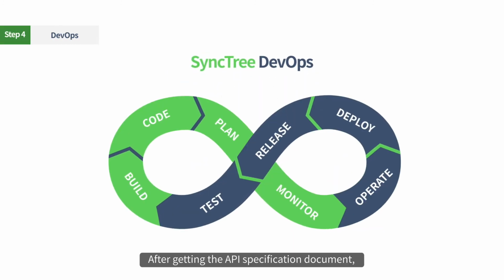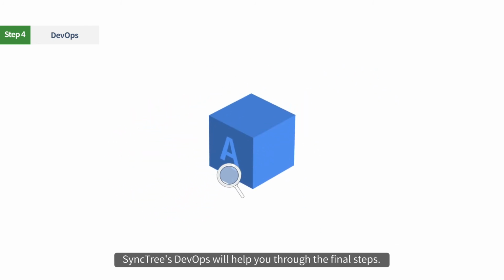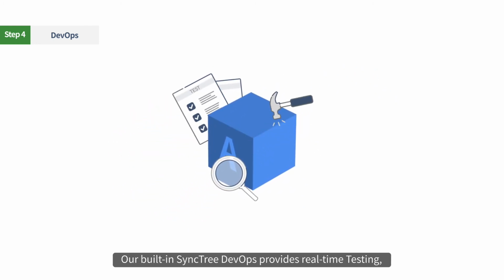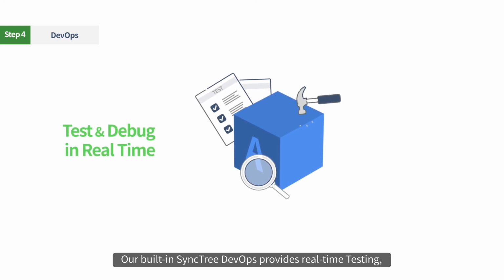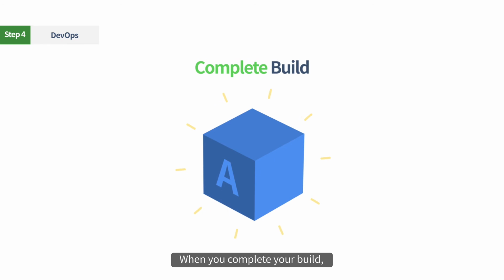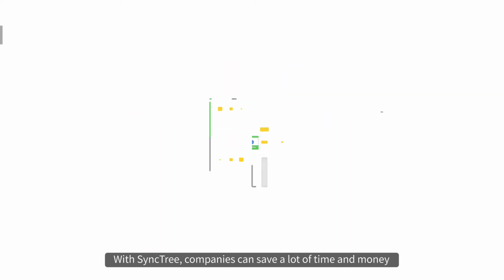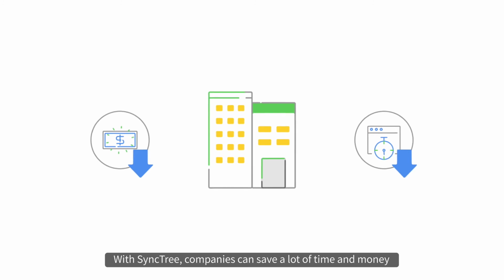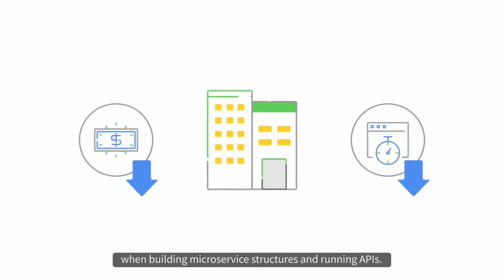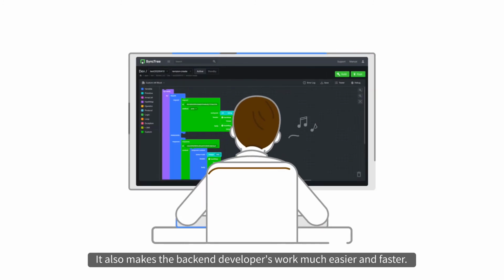After getting the API specification document, SyncTree's DevOps will help you through the final steps. Our built-in SyncTree DevOps provides real-time testing, real-time debugging, as well as version control. When you complete your build, you can also safely deploy your new service or product. With SyncTree, companies can save a lot of time and money when building microservice structures and running APIs. It also makes the back-end developers' work much easier and faster.